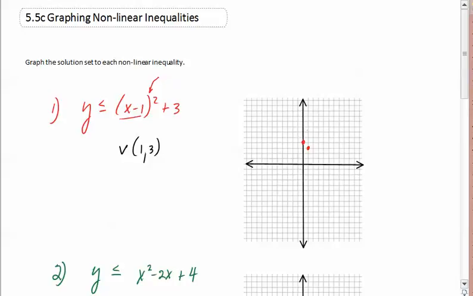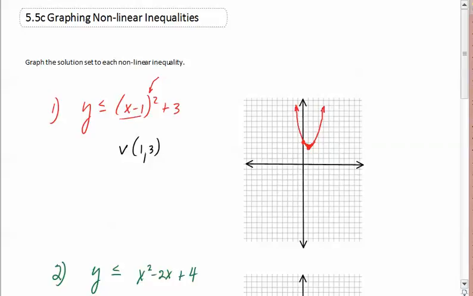Okay, so there's my vertex, and I know that my y-intercept is 4, and so I get kind of an idea of what the graph looks like. It's doing this. So that's good enough for me for right now. We are supposed to have a smooth curve, so please make sure that yours is a smooth curve, no pointy points on a parabola.